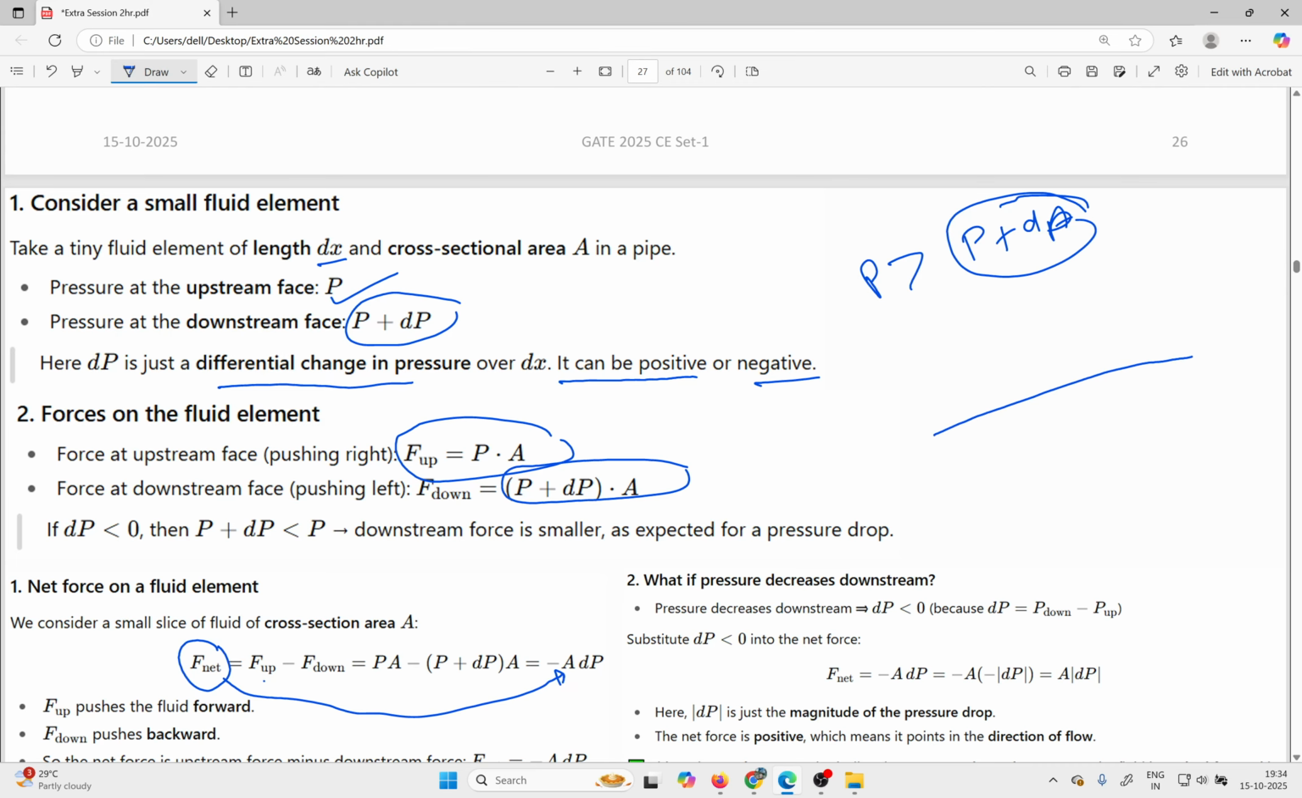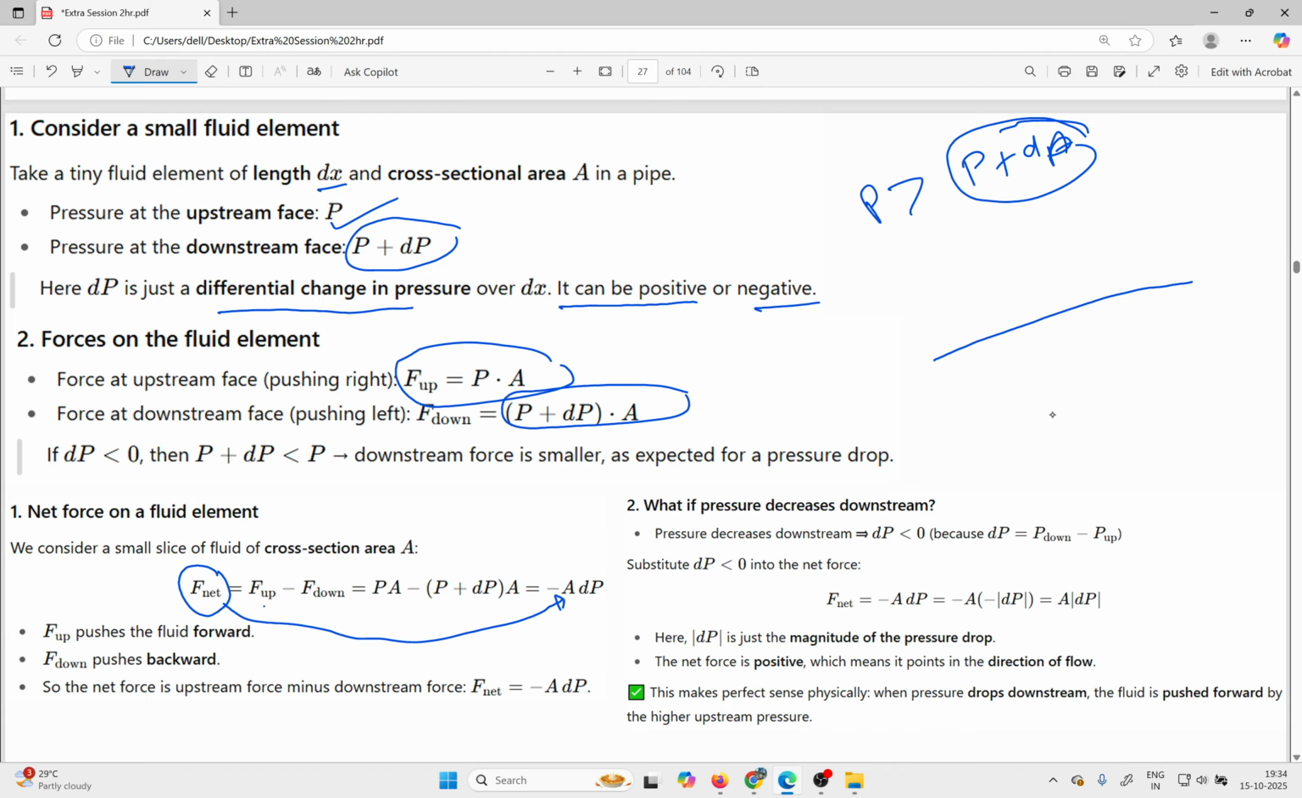Meaning of this: initially, you should not consider the minus here. In differential calculus, this is because we are solving with directions. We take plus in this direction and minus in this direction. So as you can see here, it is coming minus A dP. The net force is the upstream force minus the downstream force. We are getting this one.